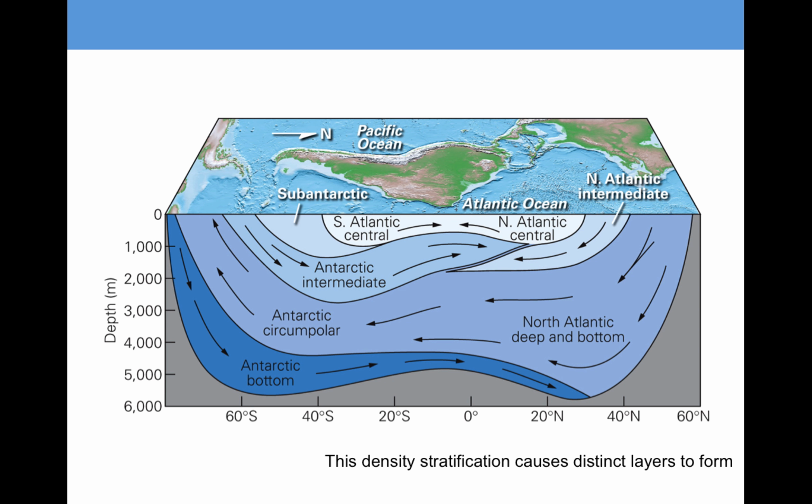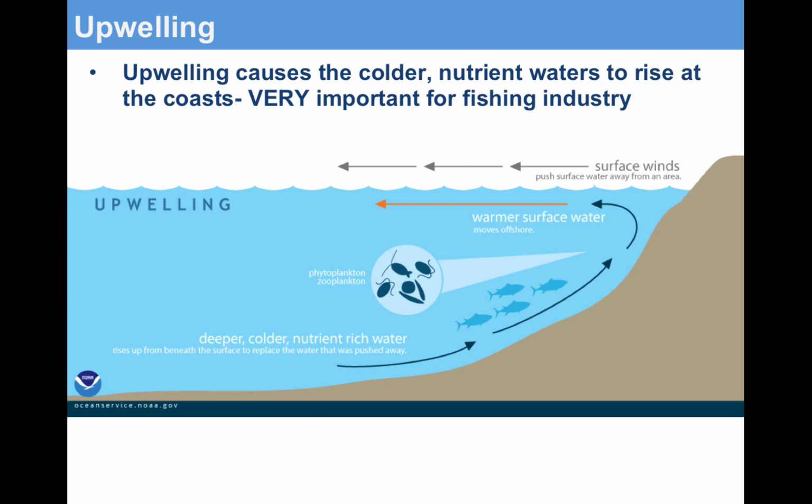We have something that's called density stratification. Density, of course, is something we've been talking about. Stratification just means layers. So we see layers of different density water. Okay, and this is an important thing. If this didn't happen, our oceans would not be doing so well. All right, now this causes something very important.